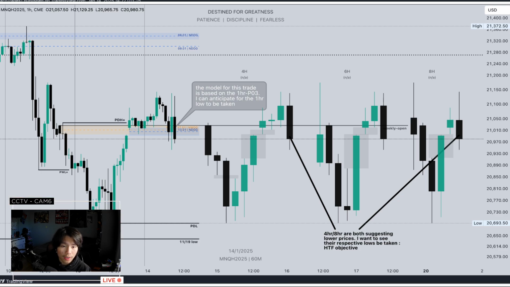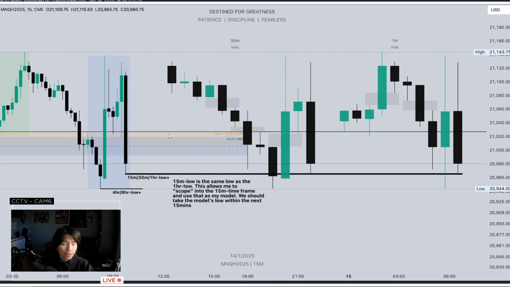My model here is based on this hourly candle. This hourly candle is suggesting that we're going to take out this 1-hour low. After we take out that 1-hour low, we should continue to expand lower towards the 4-hour and 8-hour low. In the next slide, you'll see how the 4-hour low and the 1-hour low are a little bit different. Here, this is the hourly low, that thick black line right there. However, the hourly low is actually the same low as the 15-minute low.